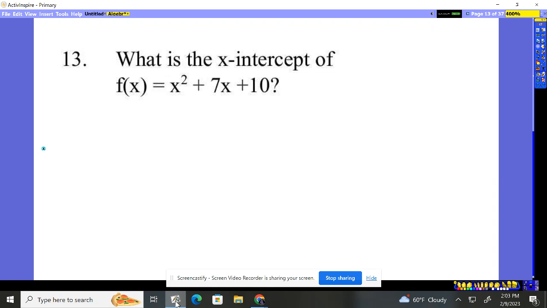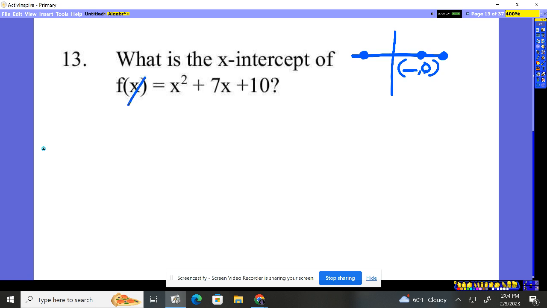Number 13, what is the x-intercept of this function? If we're talking where it's crossing the x-axis, we know we're like here or over here. We've come over some amount, but how much have we gone up? None. We know the y value is 0 if we're talking the x-intercept.